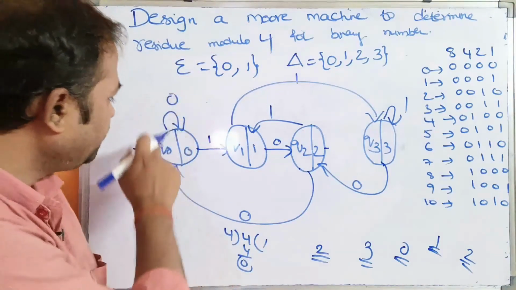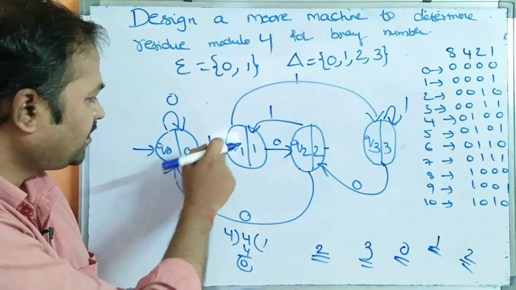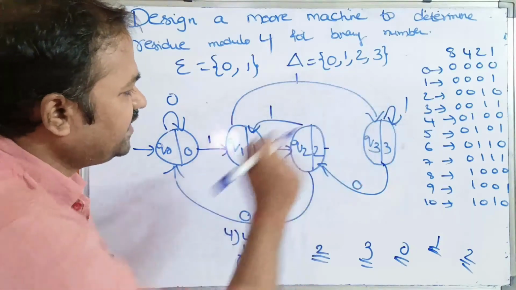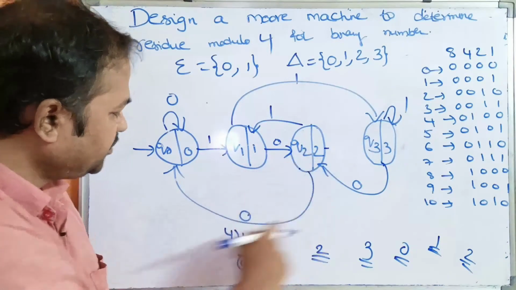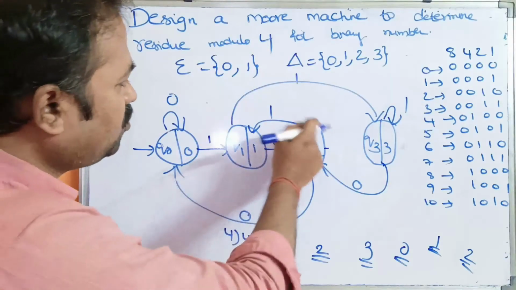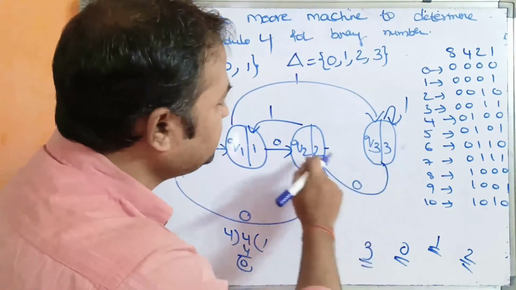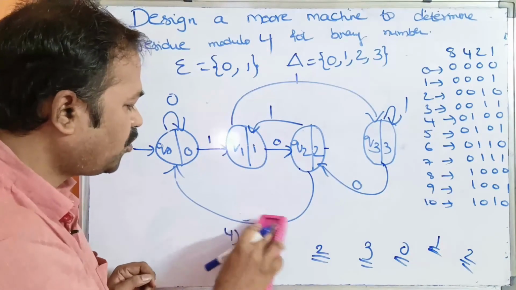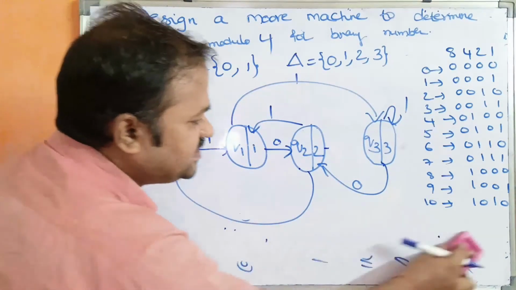So Q0 on 0 is over. Q0 on 1 is over. Next Q1 on 0 is over. Q1 on 1 is over. Q2 on 0 is over. Next Q2 on 1 is over. Q3 on 0 is over. Q3 on 1 is over. So this is the Moore machine for solving this problem.